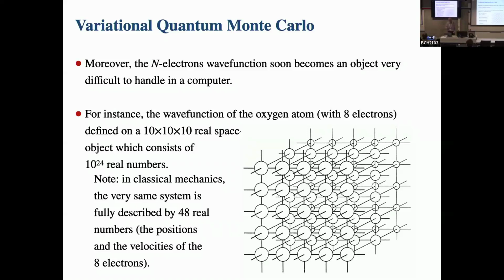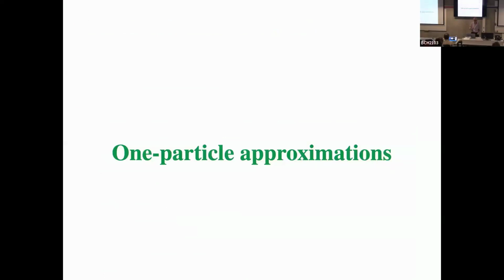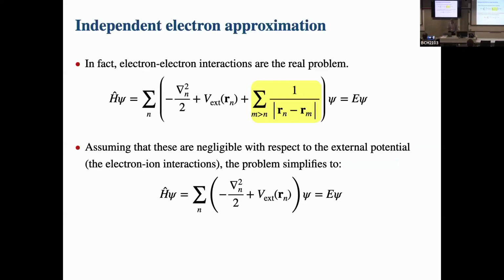So we're quickly very limited by what we can actually do with this approach, okay? And so this is why we want to move away from the n-body wave function and to try to go in the direction of the so-called one-particle approximation. So the idea is the following: we have to solve this equation, and the term that is really annoying us is the one that I've highlighted in yellow. That's the electron-electron interaction.